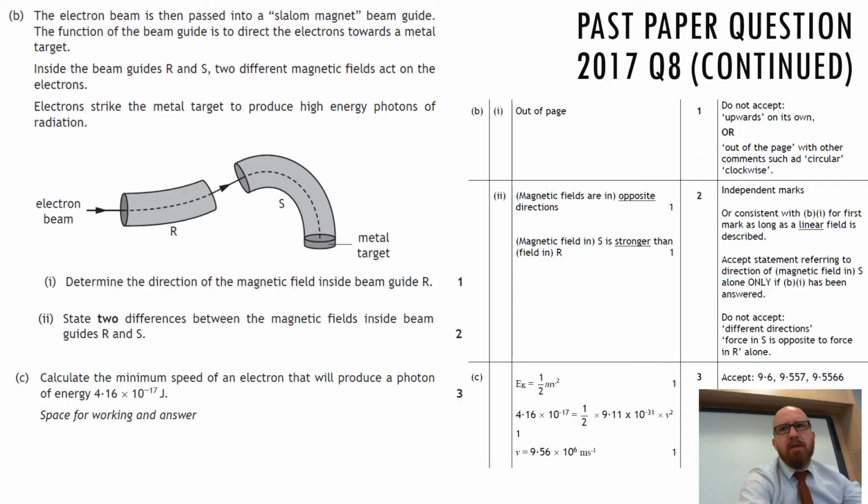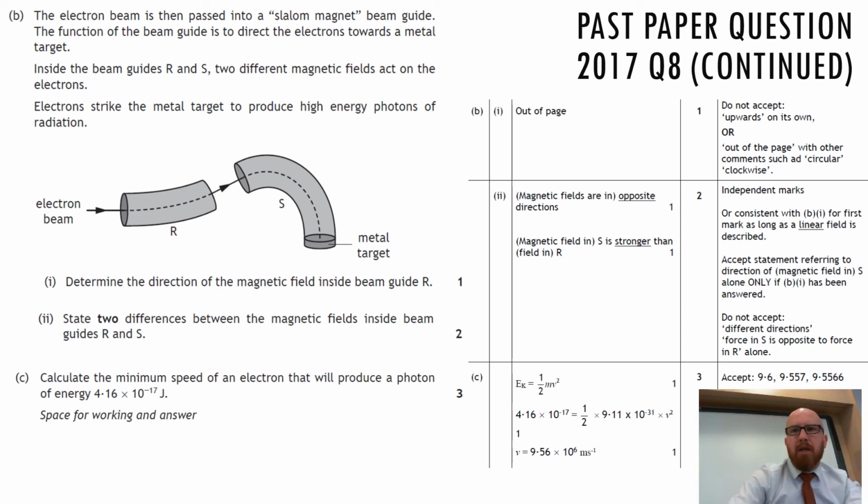Second part of the question is, the electron beam is then passed onto a slalom magnet beam guide. The function of the beam guide is to direct electrons towards a metal target. Inside the beam guides R and S are two different magnetic fields acting on electrons. Electrons strike the metal target to produce high energy photons of radiation. Determine the direction of the magnetic field inside the beam guide R.